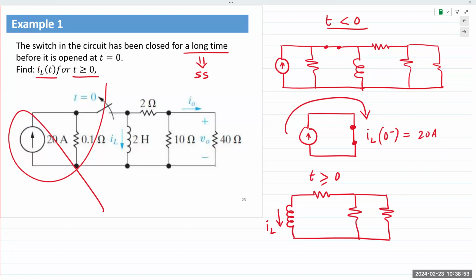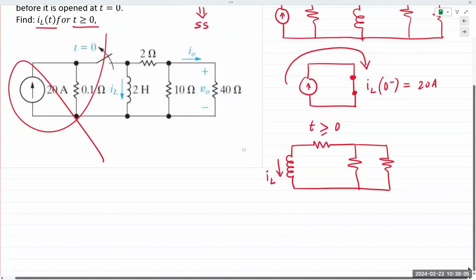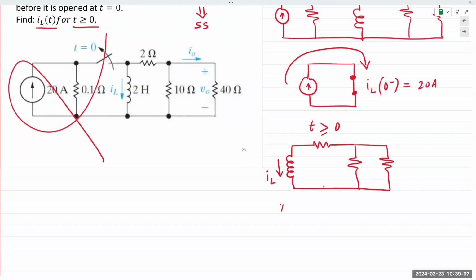Are they all part of the circuit? Yes. Then logically, it's discharging through all 3 of them. All 3 of them. So this requires me to find Req as seen by the inductor L. Remember, I have to reduce it down to one single resistance.